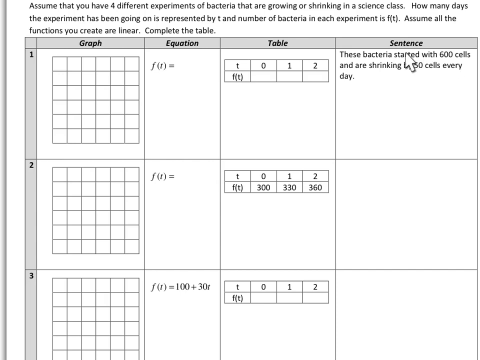So if we read this sentence, a bacteria started with 600 cells and is shrinking by 50 cells every day. So from that statement, hopefully you can make one of these to start with. Now for me, I read the sentence and I think this is going to be the first step right here. Would you agree maybe that this would be a good spot to start, make the equation from the statement? And once I have the equation, could you then maybe make the graph or the table next, depending on what works better for you?